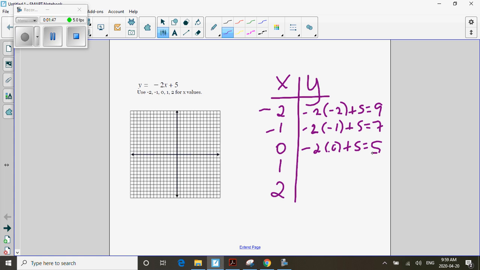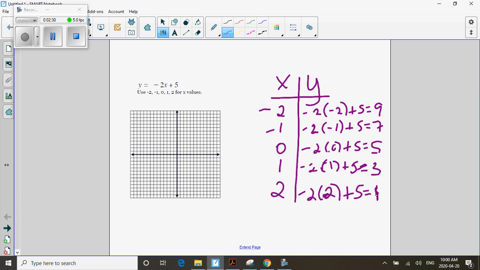And what you'll see happen, because this is a linear relation, is that a pattern emerges in our y values. So I have 9, 7, 5. I can really guess what my next value should be, but I'll still plug it in. So negative 2 times 1 is negative 2. Negative 2 plus 5 is 3. And then negative 2 times a positive 2 is negative 4, plus 5, which is 1.